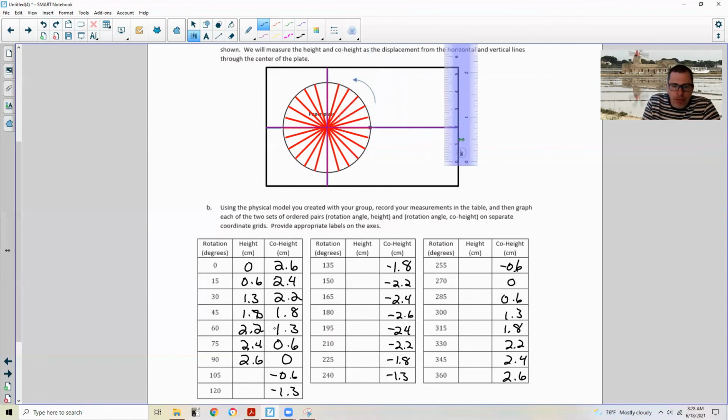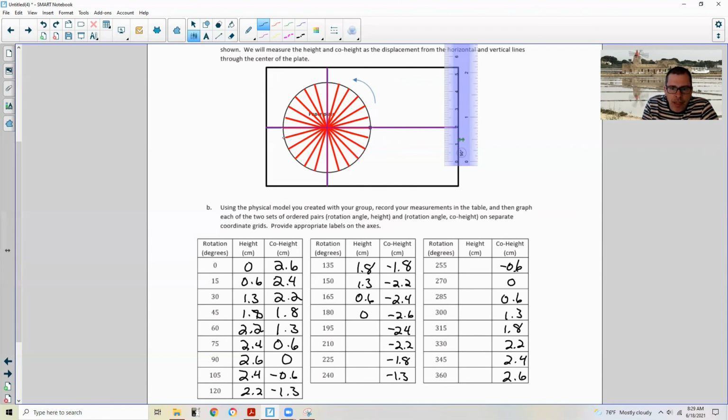Okay, so now we're just going to repeat. We got all the way to 2.6, and now we're going to decrease again. 2.4, 2.2, 1.8, 1.3, 0.6, 0, and then we're going to repeat again, and now they're negatives because we went on the positive side of the x-axis.